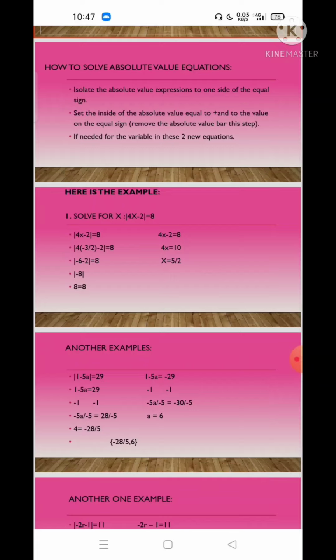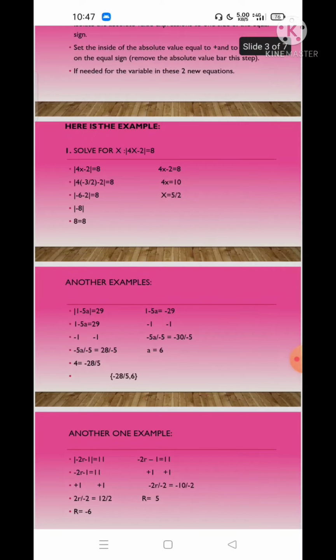And then in the other side, 1 - 5a = -29. Subtract 1, and on the other side it is -1 also. So -5a over -5 is equal to -30 over -5. So a is equal to 6. So the final answer is -28 over 5 and 6. So this is the answer.